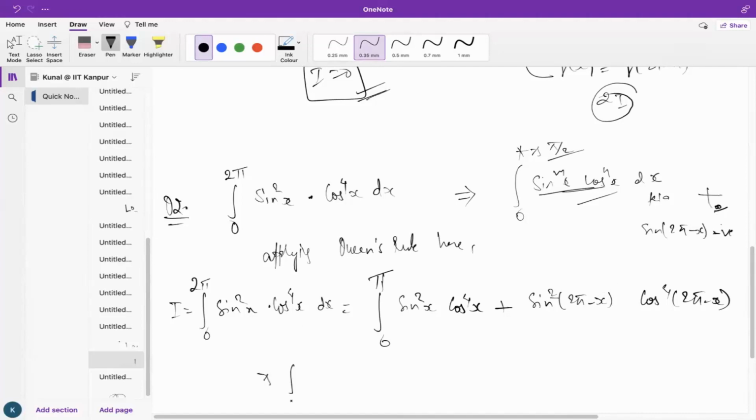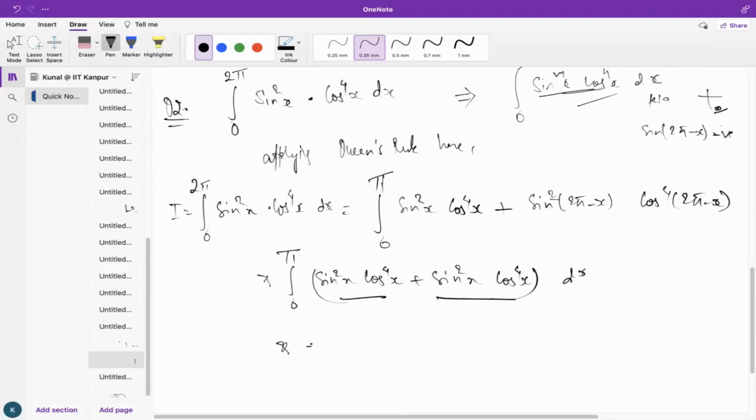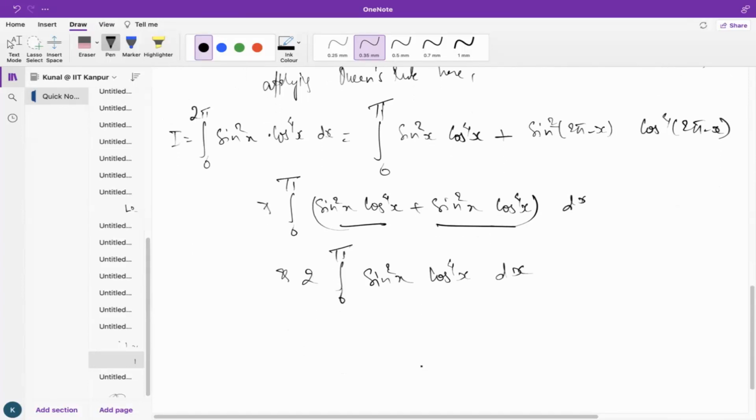So what we get, we are integrating from 0 to pi sine square x cos to the power 4x plus sine square x cos to the power 4x. If you observe, both functions are the same, so we can add them and write 2 times the integral from 0 to pi of sine square x cos to the power 4x dx. Now we can again apply Queen's rule here, because this integrand is of the form sine to the power m x and cos to the power n x. Our main target is to apply the Wallis formula here, and for Wallis our limit varies from 0 to pi by 2.